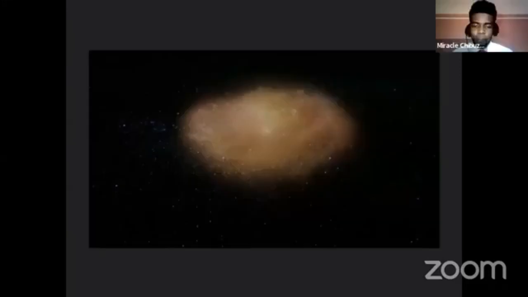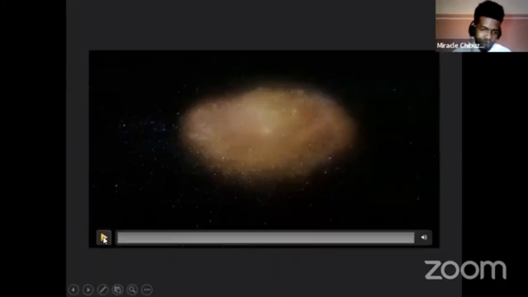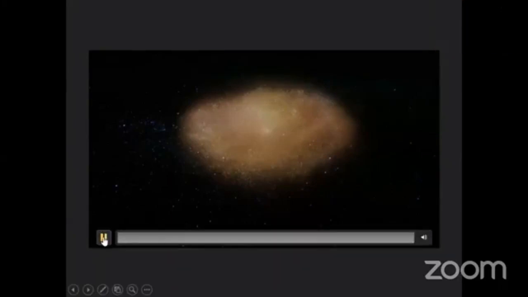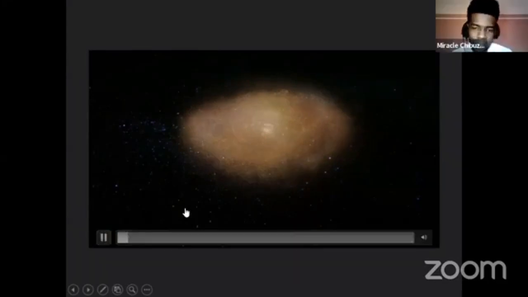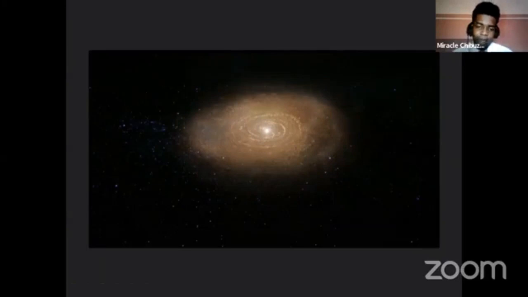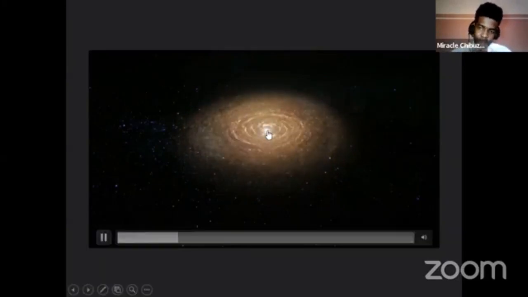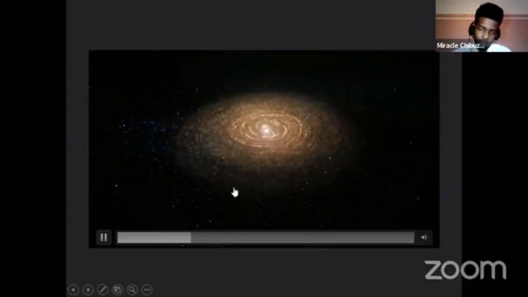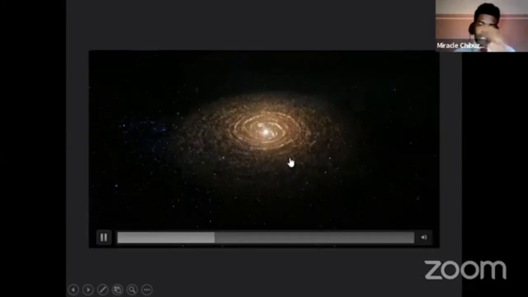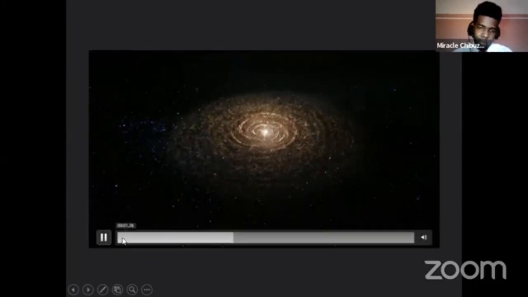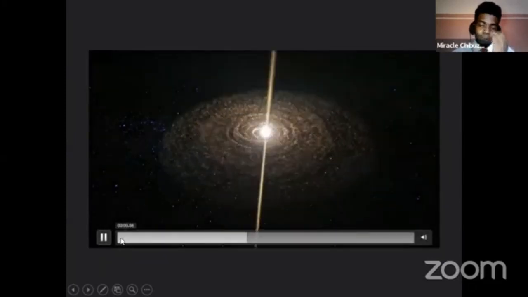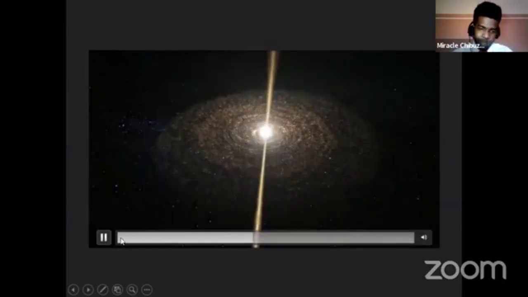So first of all, I would like to show you this animation. This is an animation of the formation of the solar system. After the formation of the sun, it was the protostar. So there were other materials around it. We call that the molecular cloud. But in this case, you can also call it the debris disk.